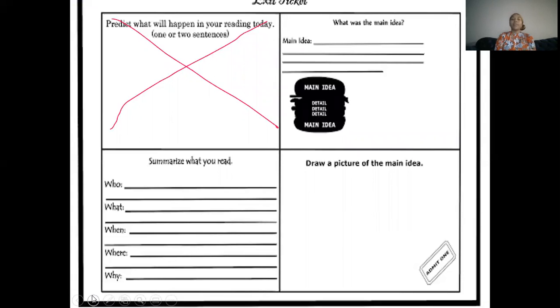Now, based off of the text, jot down what was the main idea, write your summary, and then draw a picture of the main idea. So if we know that the main idea was about the evolution or change of hairstyles, I will probably draw a style from long ago and a style today, just to show the change or evolution. Go ahead and pause your video and complete these.